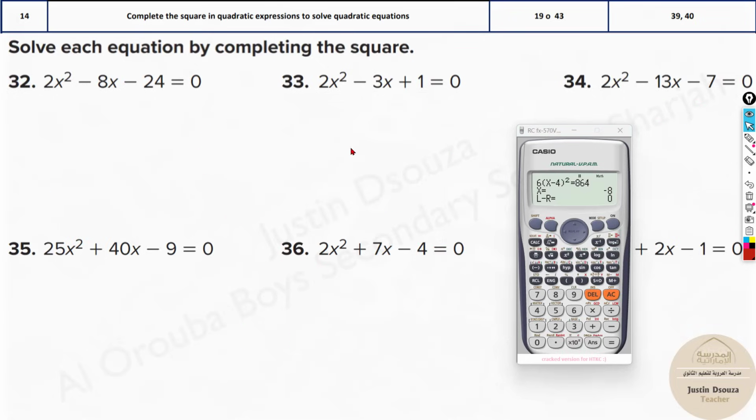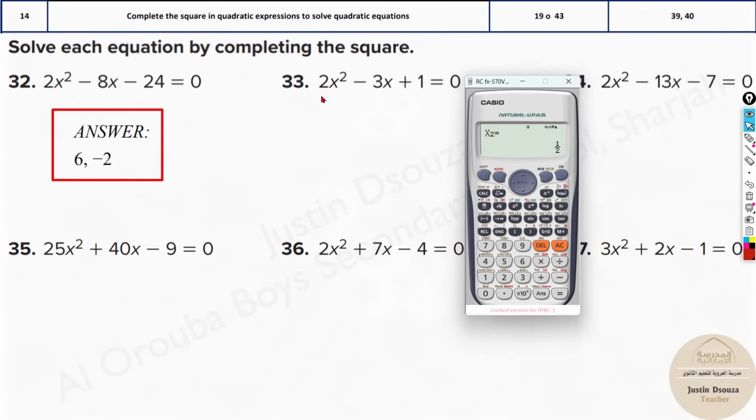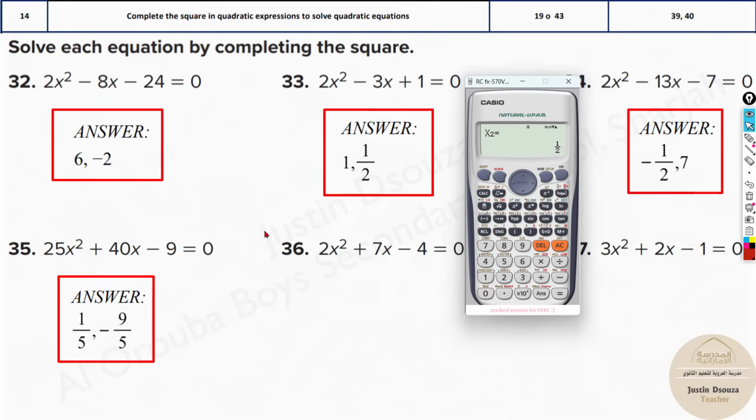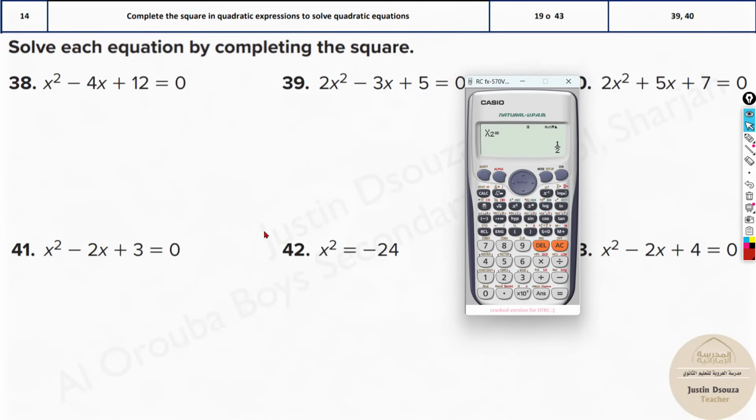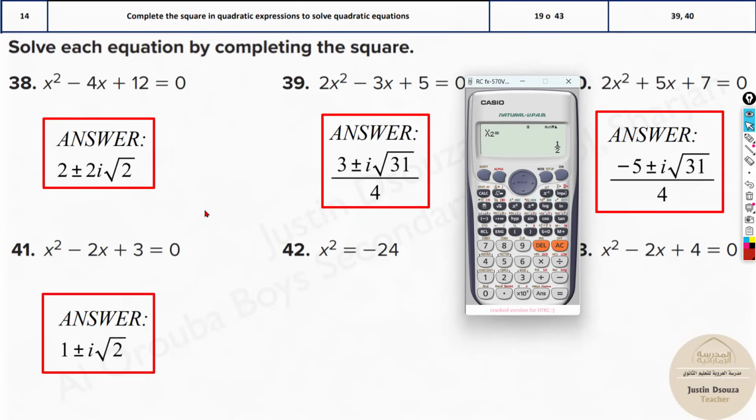And these problems, again, straightforward. Use your calculator, mode 5 and 3, and then put in the coefficients 2, minus 3, and 1. The answers would be 1.5 and 1 for the 33rd question. Similarly, please do the others. And over here now you're getting i. That means it's imaginary. Doesn't matter. You need to just solve it up.